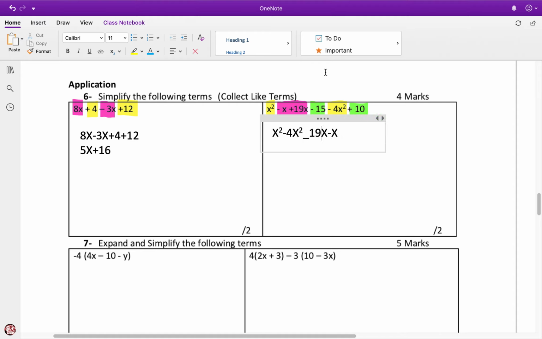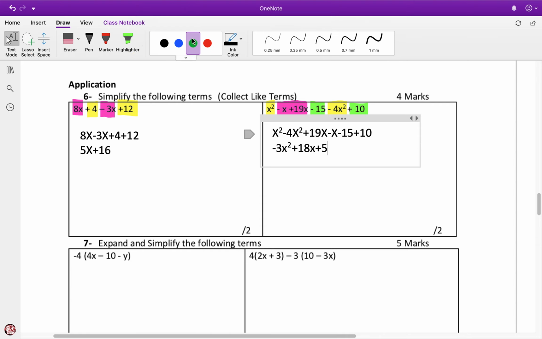I flipped those two around, no reason at all. I just read the 19 before, but it doesn't matter. And then I have minus 15 plus 10. Doesn't matter what order it goes into. Now these here, 1x squared minus 4x squared is negative 3x squared. Then 19 minus 1 is 18x. And then negative 15 plus 10 is plus 5.